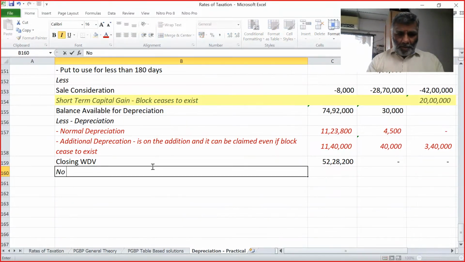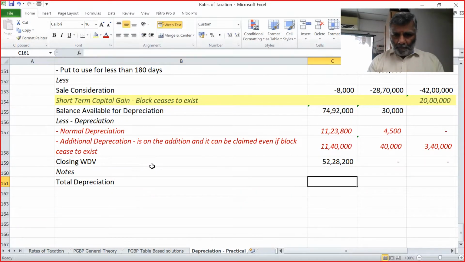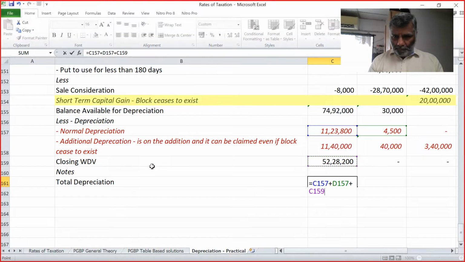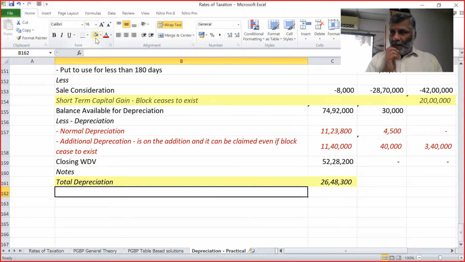Total depreciation: 26 lakhs 48,300. Note 2 is furthermore interesting.